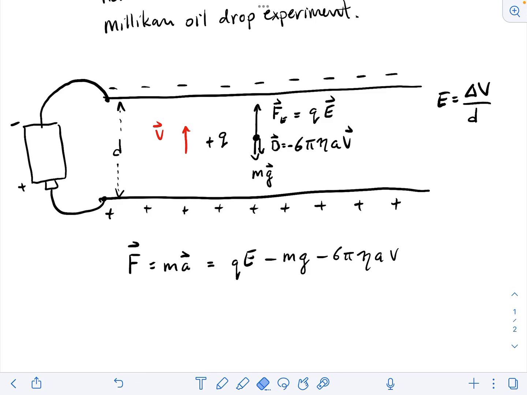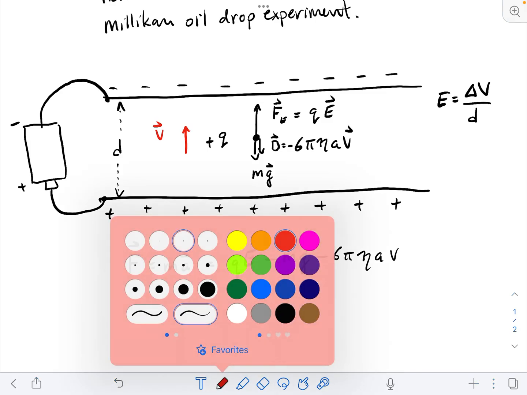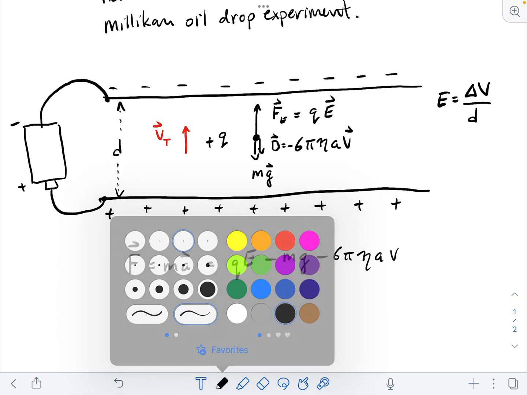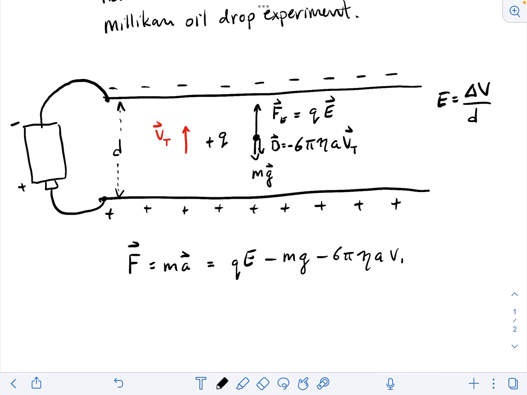As it moves faster and faster, the drag force increases more and more, and it'll increase until there's a balance of these forces. Once the net force is 0, the droplet will continue to move with a constant velocity. And so that's the terminal velocity. So let's suppose that we've reached that terminal velocity, and I'll put a little subscript t on the velocity to represent terminal velocity. In that case, the acceleration is going to be 0, and all of these forces sum to 0.